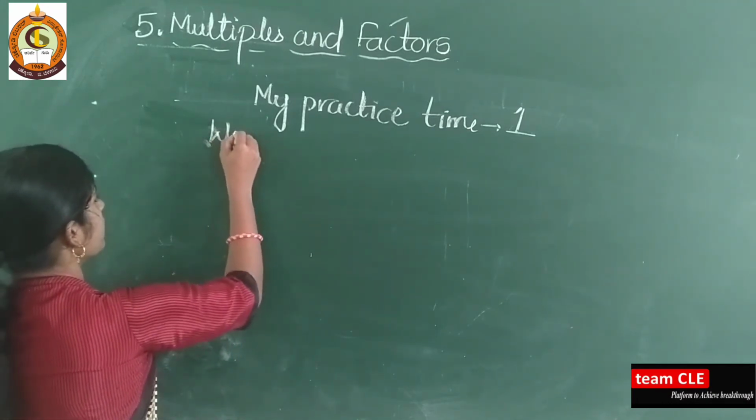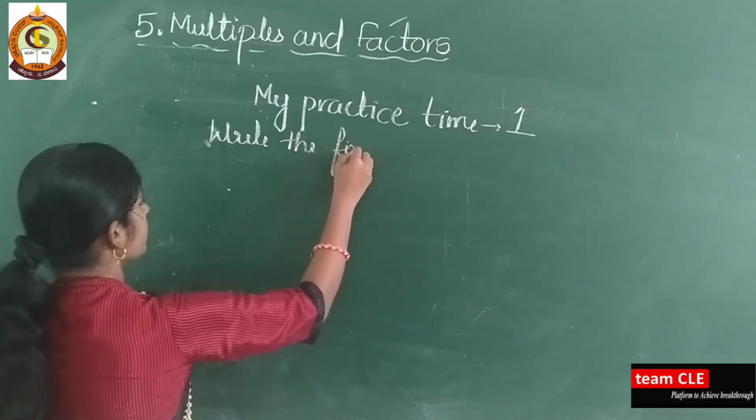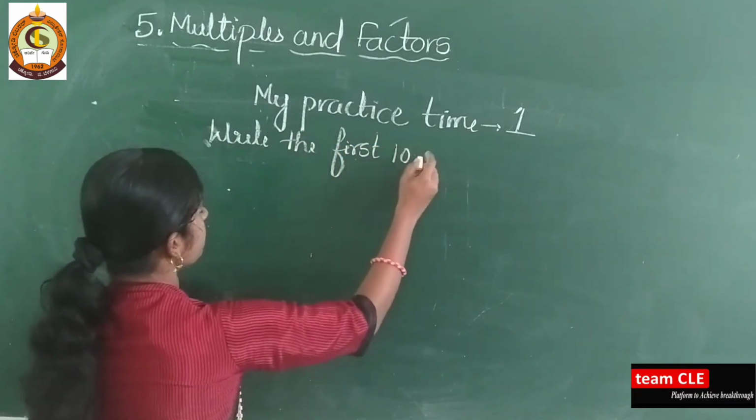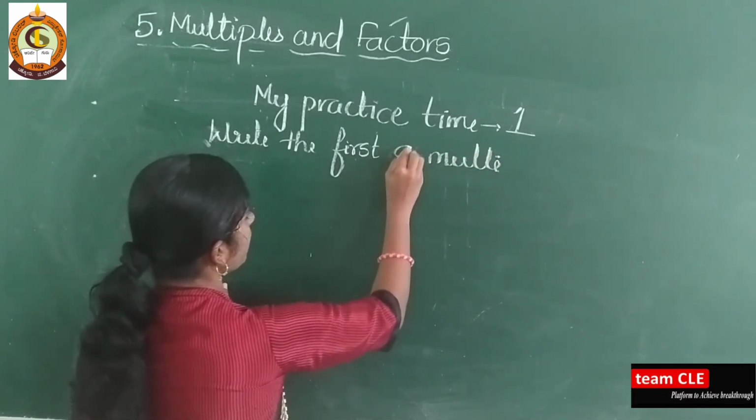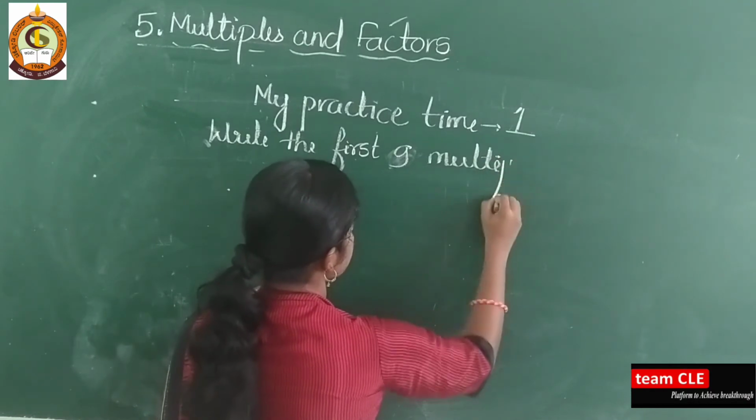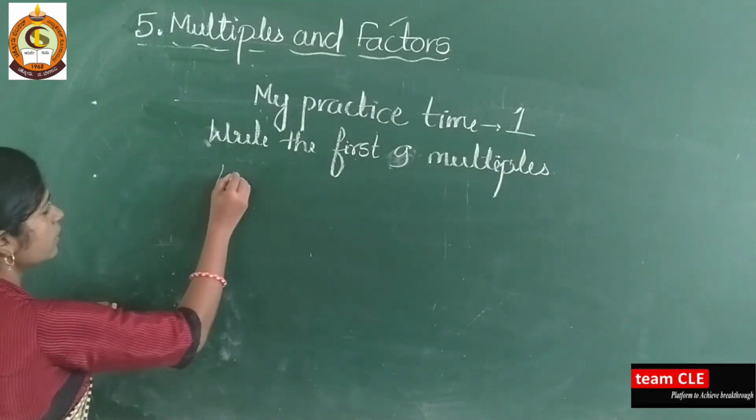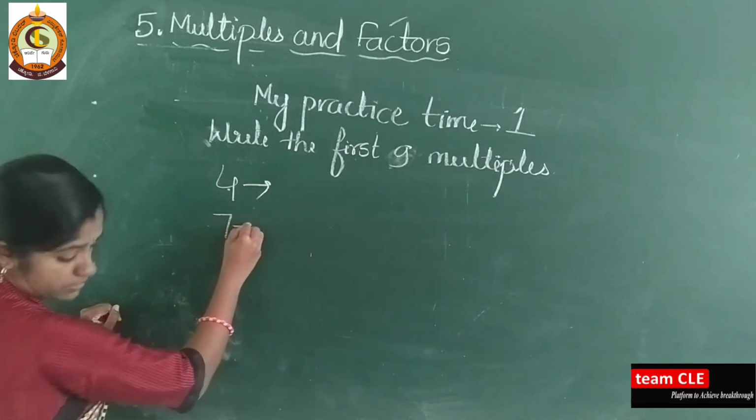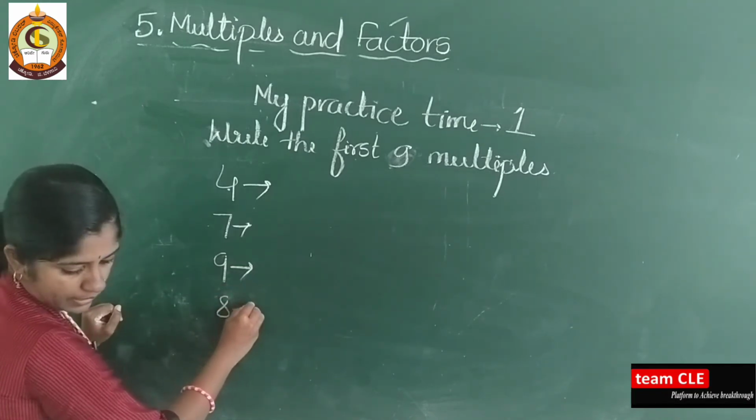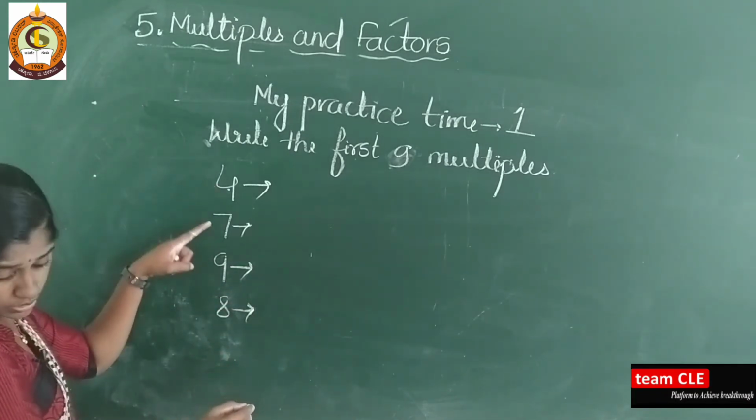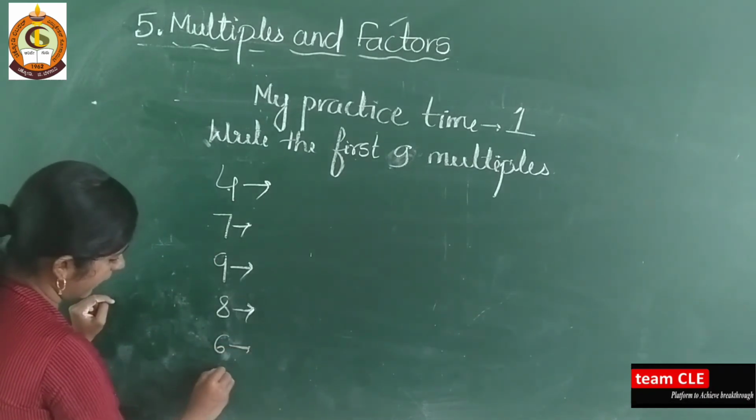Write the first 9 multiples of the following numbers. The first one is 4, the second is 7, next is 9, next is 8, then 6 and 3.